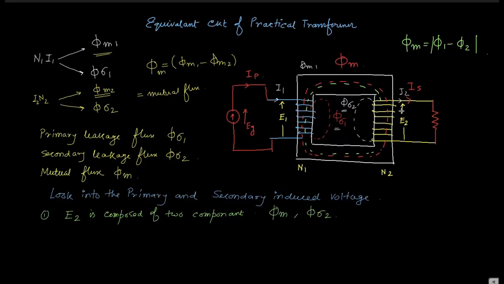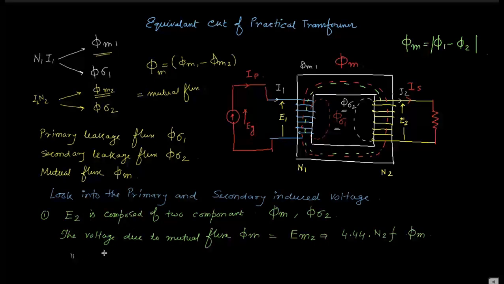No, sir. Okay. So, the voltage due to the mutual flux phi m, what will it be? It is equal to E m2, what could this be? 4.44 into N2 into F into phi m. This is the EMF equation of the transformer.